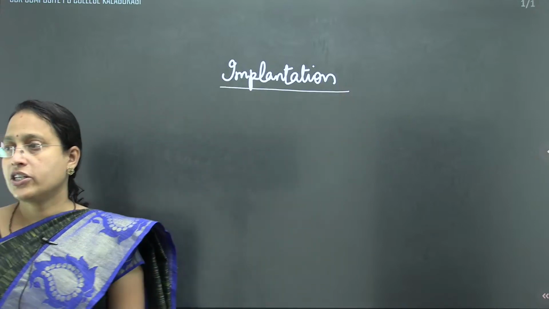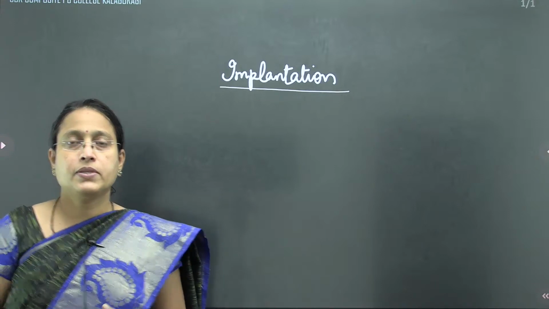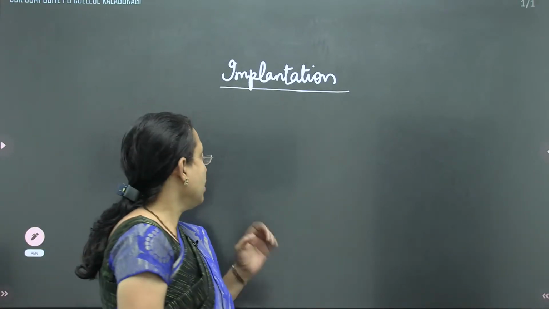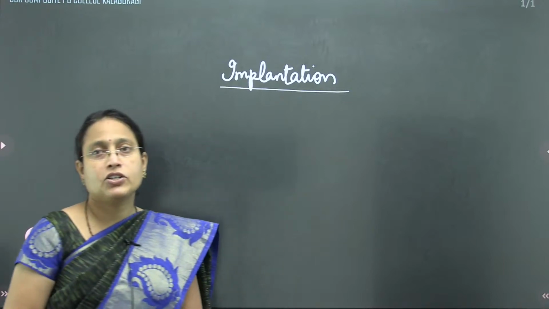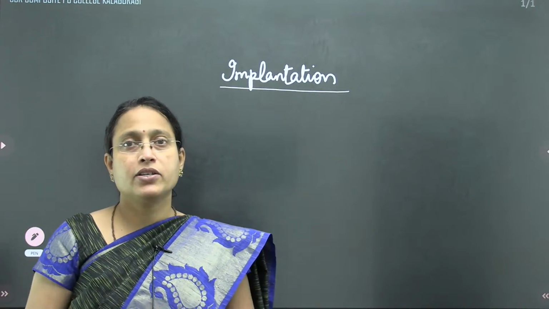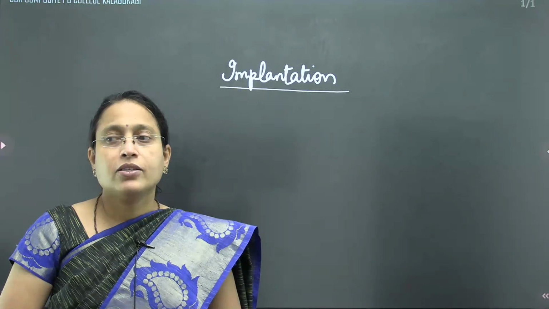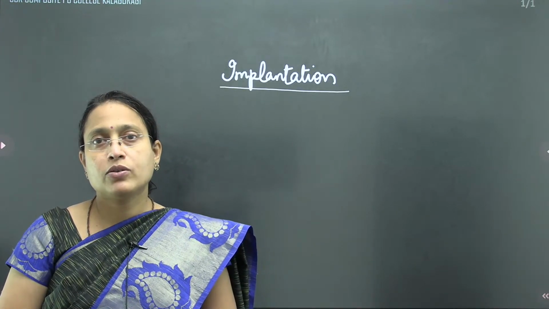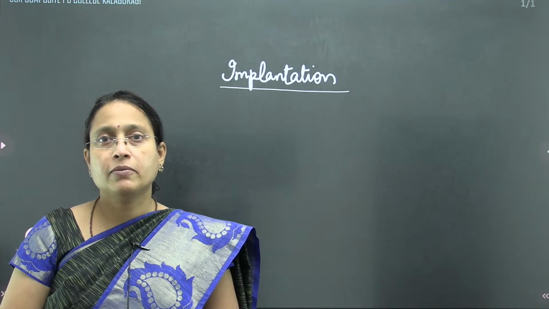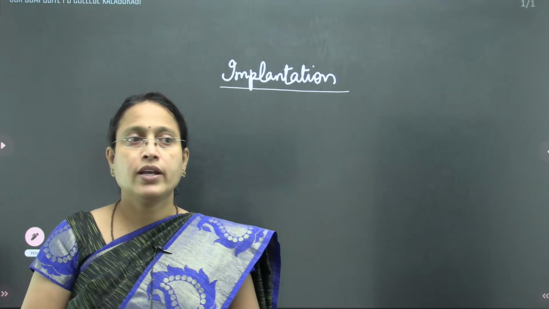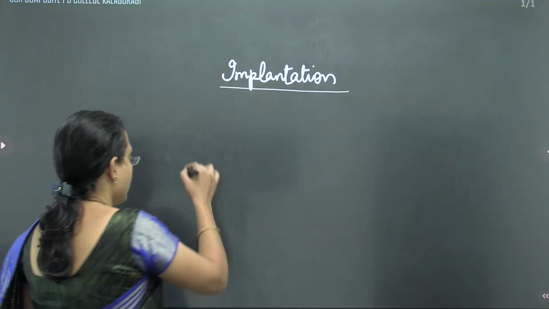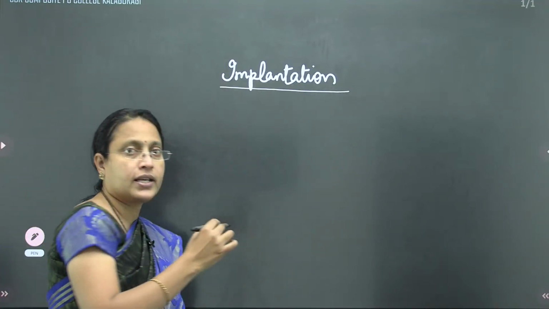So implantation, what all different steps are present in implantation will be explained. First of all, what is the definition of implantation? Implantation is the attachment of blastocyst to the endometrium of the uterus, or you can say burying of blastocyst in the endometrium of the uterus. So it is human implantation.